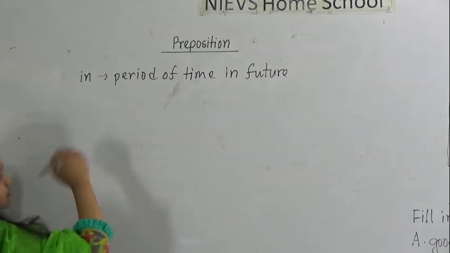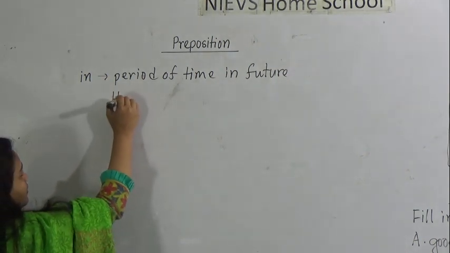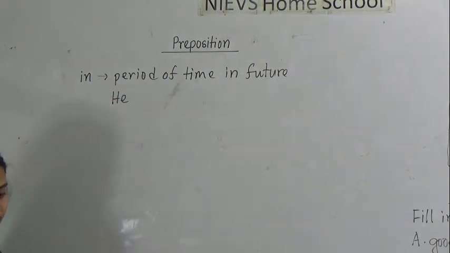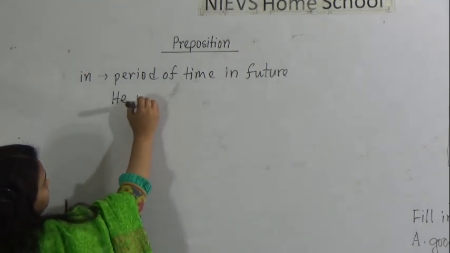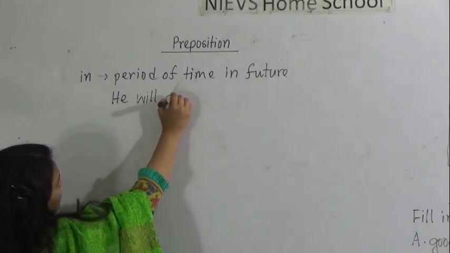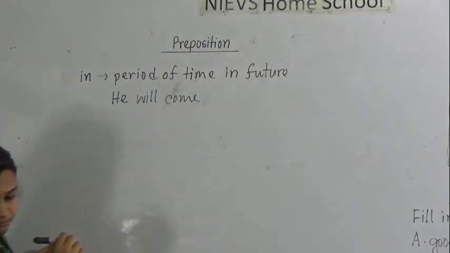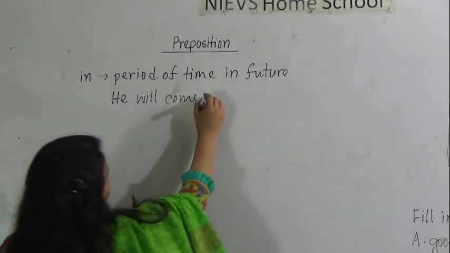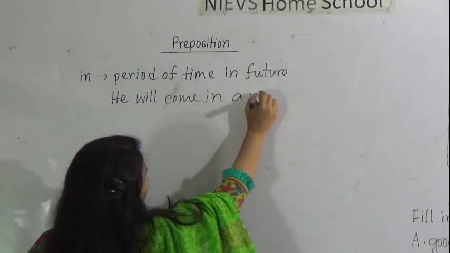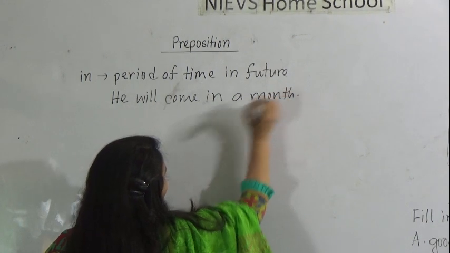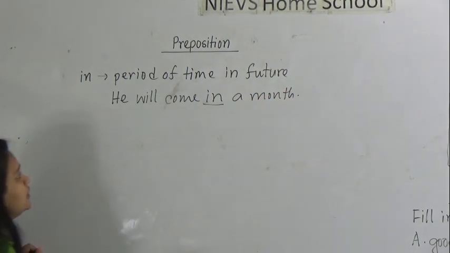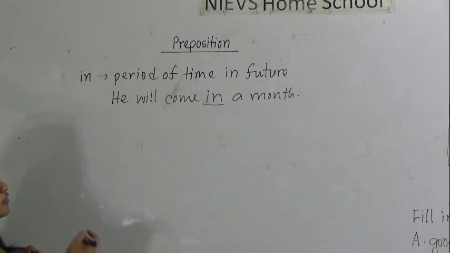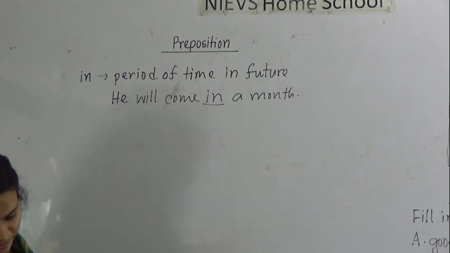I want to give you an example. He will come in a month. Now look, in a period of time in future. He will come in a month. That means he will come in the future time. So we can use in here.